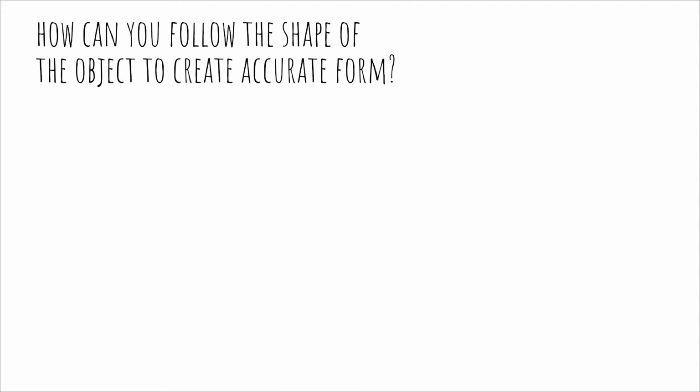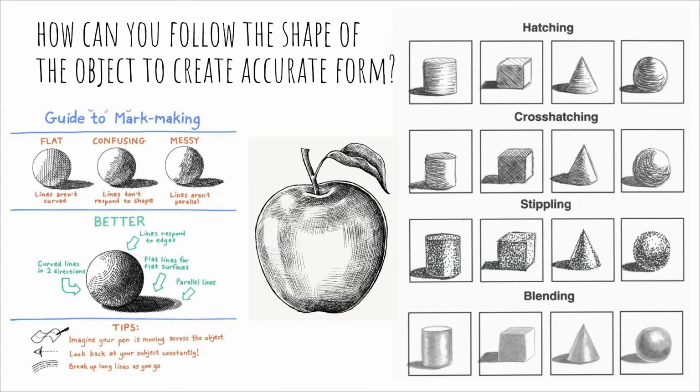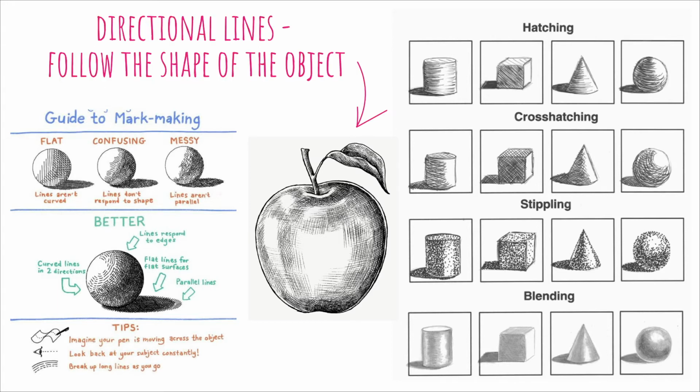How can you follow the shape of the object to create accurate form? So form is when we apply shading to an object to make it look 3D. So shape is 2D and form is 3D. To create accurate form, you must be using directional lines, so follow the shape of the object which you're drawing.